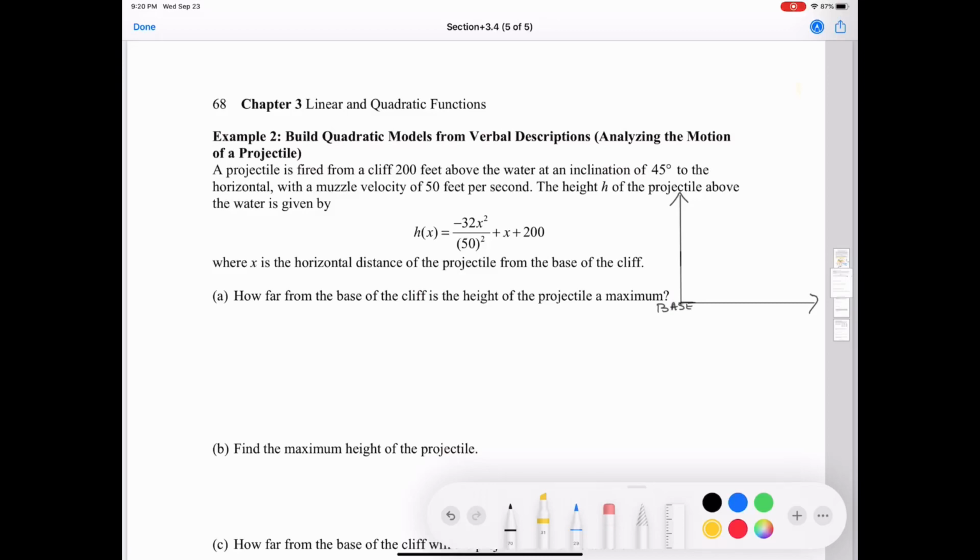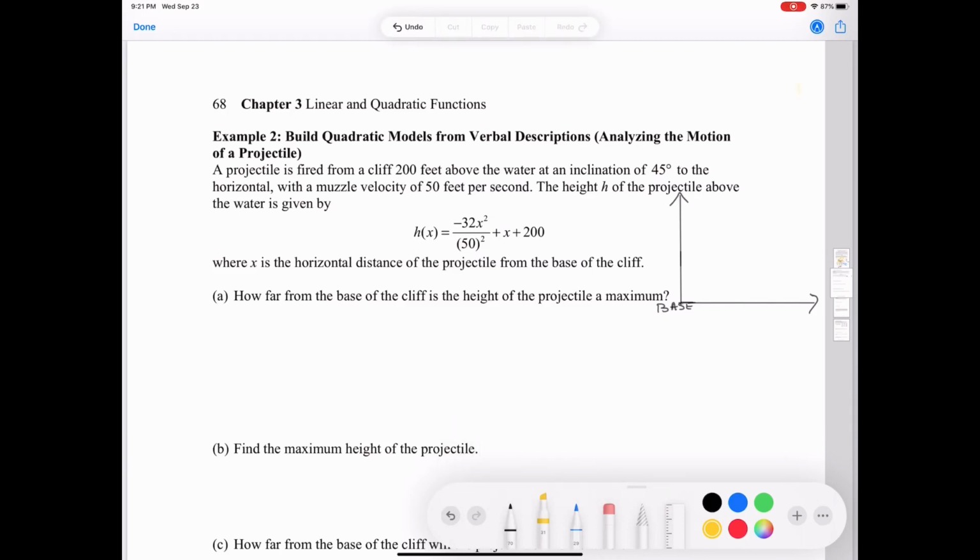In this section 3.4 example 2, they have already built a quadratic model for us, and we are going to get some information from the function given to us. But let me read the problem one more time so that you understand what is given to us.